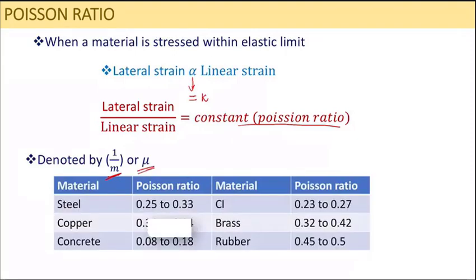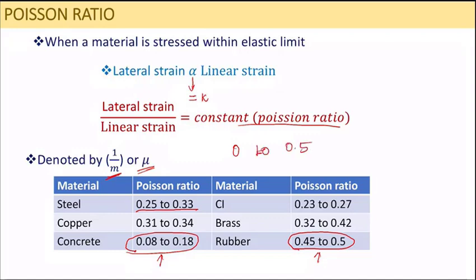Let's see the Poisson's ratio for different materials. Steel holds a Poisson's ratio of 0.2 to 0.3, rubber 0.45 to 0.5, and concrete 0.08 to 0.18. The Poisson's ratio is low for concrete and high for rubber. Normally the Poisson's ratio value is 0 to 0.5. This is the minimum value and maximum value.